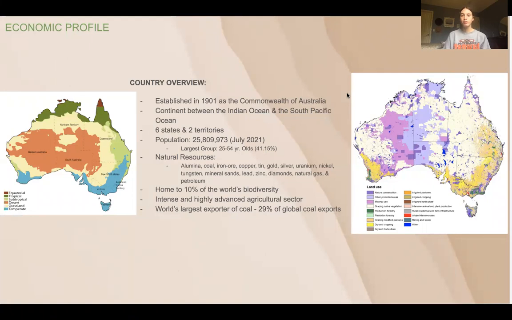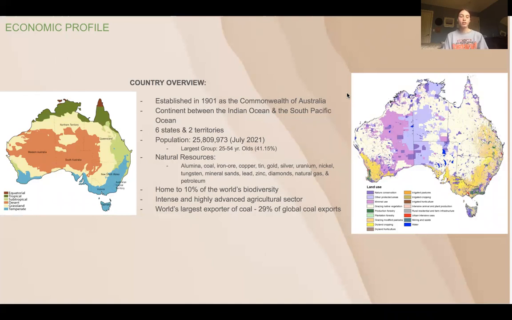To give you a little bit of an overview of Australia as a whole, it was established in 1901 officially as the Commonwealth of Australia, and it is located in between the Indian Ocean and the South Pacific Ocean. It has 6 states and 2 territories, and it has a population a little less than 26 million people. That, to give you an idea, is a lot less than the United States population, which has a little less than 330 million people as of July 2021.